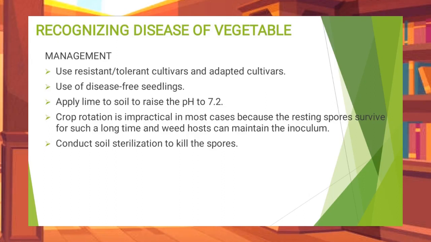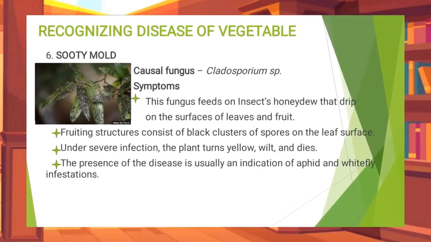So kinahanglan gid siya nga kabalo gid ka mamili as a farmer, kabalo ka mamili og katong mga disease-free nga seedlings. So number 6, sooty mold. So causal fungus niya is siya. So symptoms. This fungus feeds on insects, honeydew that drip on the surfaces of leaves and fruit.